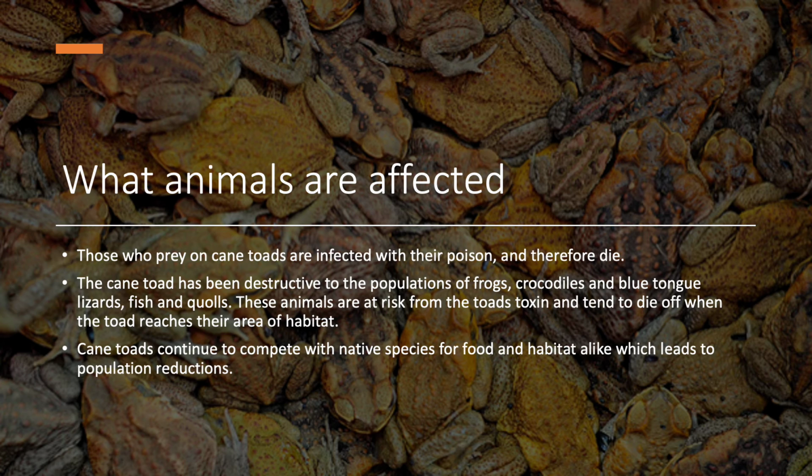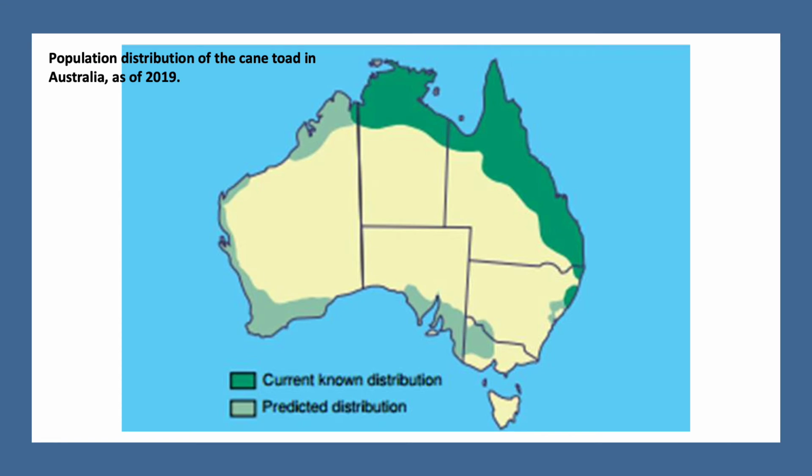It's very, very serious. Some of the animals that have been really affected by the cane toad are frogs, freshwater crocodiles, blue-tongued lizards, fish, and quolls. They've had a huge decline in their population since the cane toad was introduced into Australia.